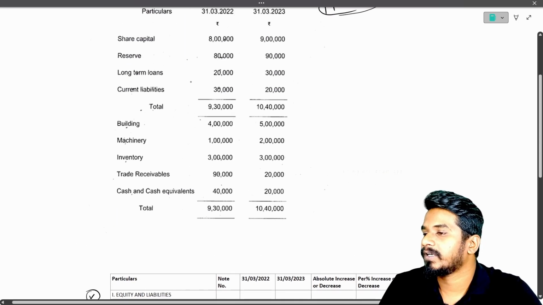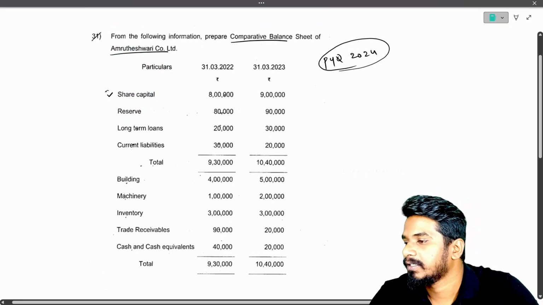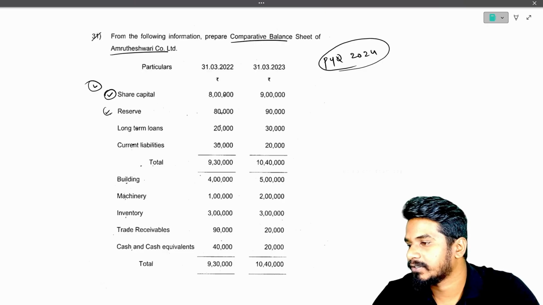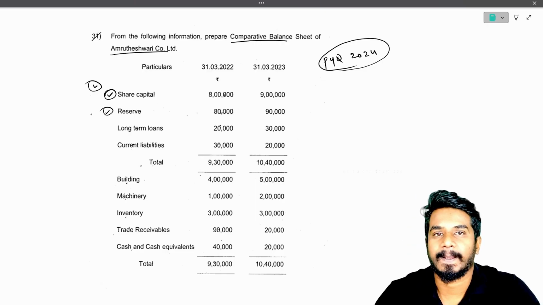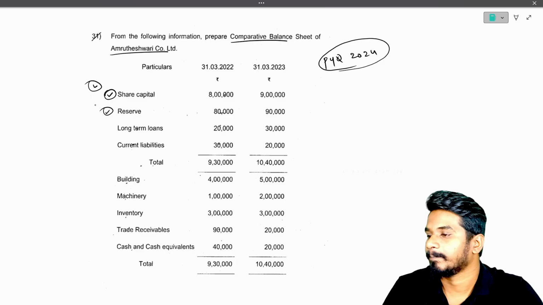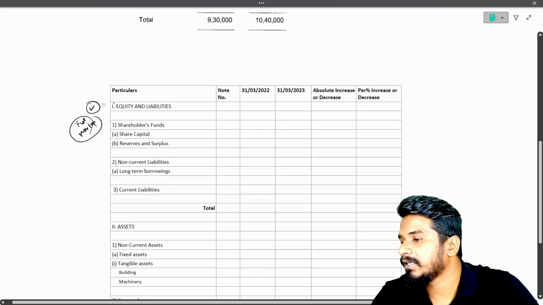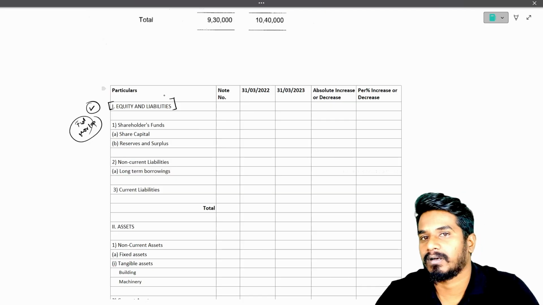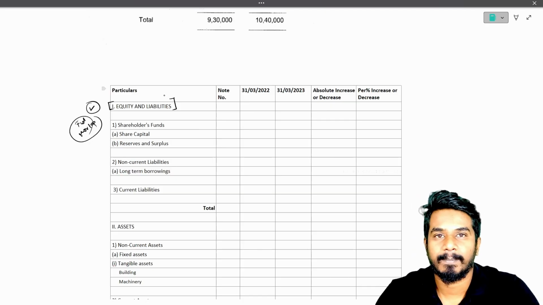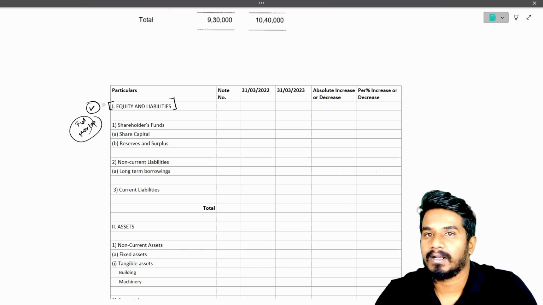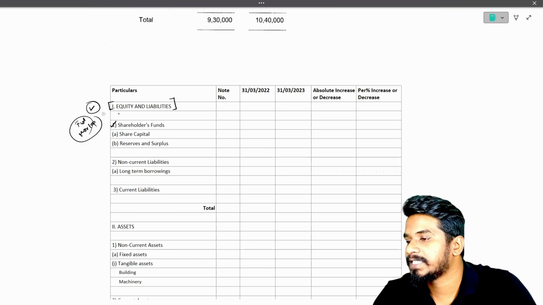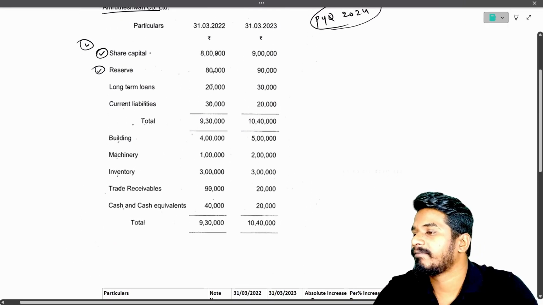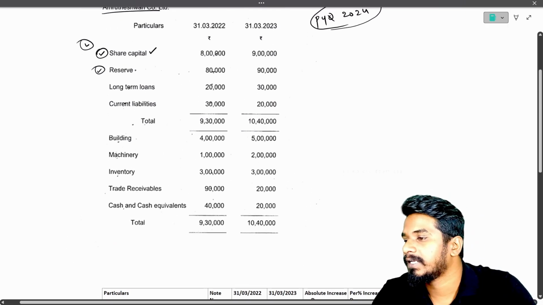So first, they have given share capital. This comes under liability, you all know it, and reserves also. But under which heading? That is the question. So let us see here. The first thing we'll write is equity and liabilities. That is the first item in the balance sheet. Under it, we'll have first shareholders' funds. Under shareholders' funds, we'll have share capital and reserves.